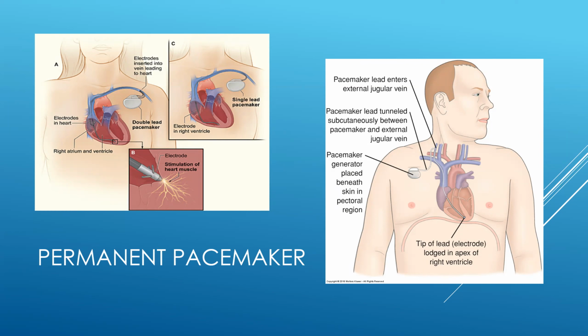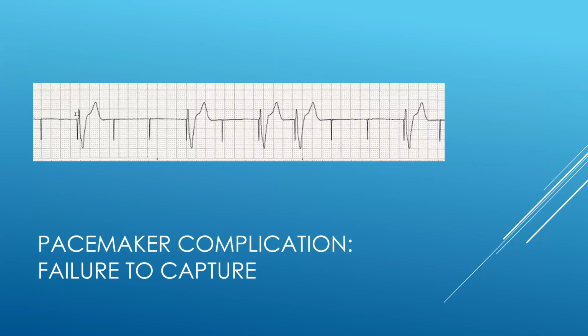So never do that. If we look on the heart monitor and we happen to see, we have a picture of it here, yes, if we see failure to capture, then we need to act. So what that means is if we look on the rhythm strip and we see a pacemaker spike, but we do not see the complex following it. So in this case, this is a ventricular paced rhythm.